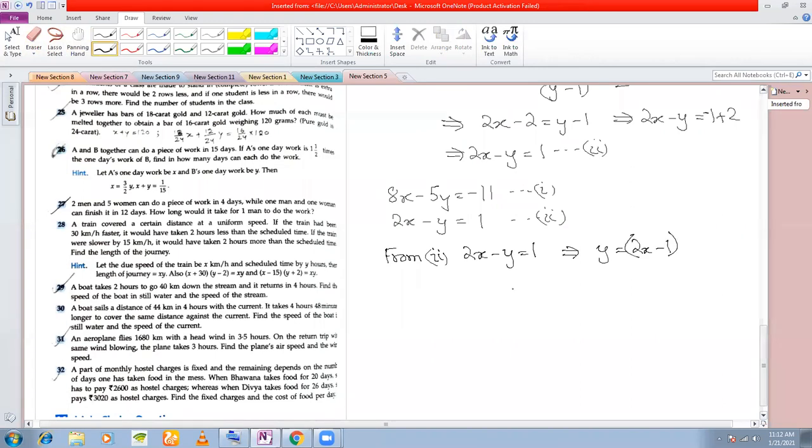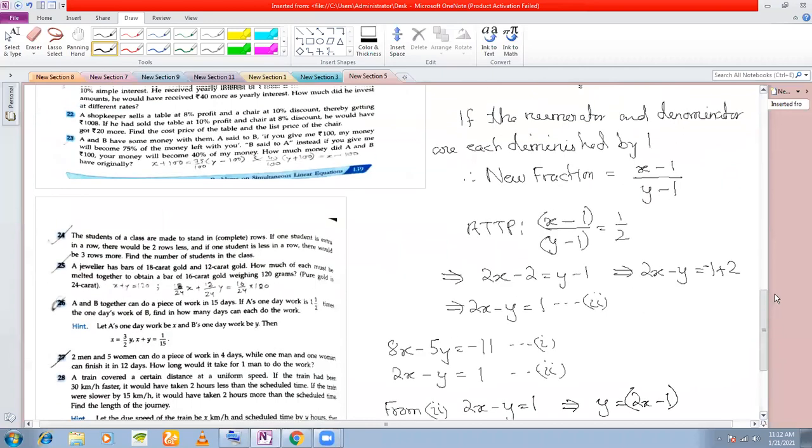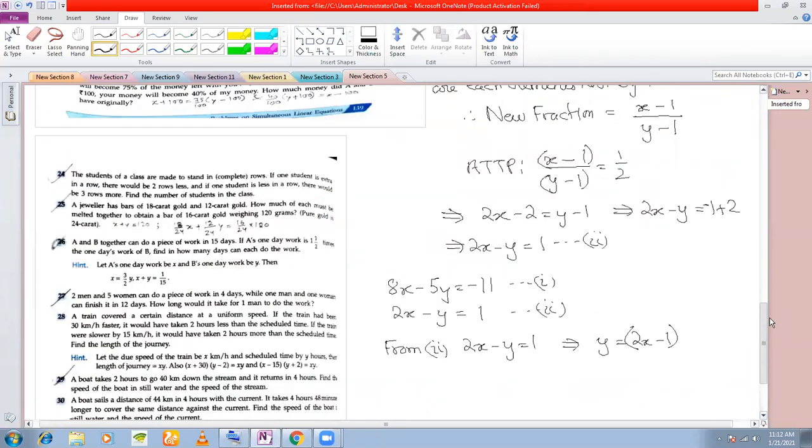Sir, I have a doubt. Yes, tell me. I was saying that in the second equation, 2x minus 2 equals y minus 1 is given. Yes. Then after that, 2x minus y is equal to y not minus 1 and only 1.